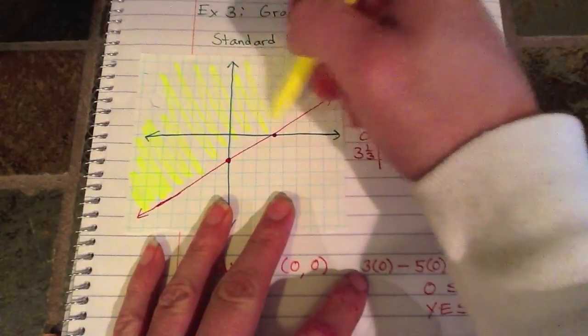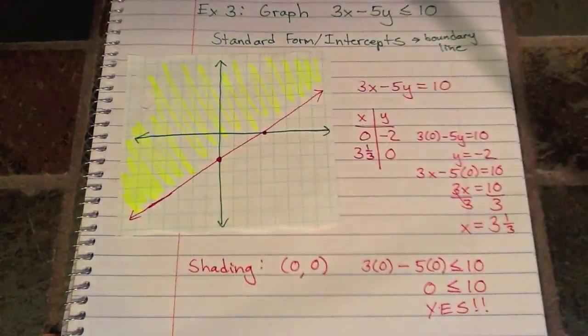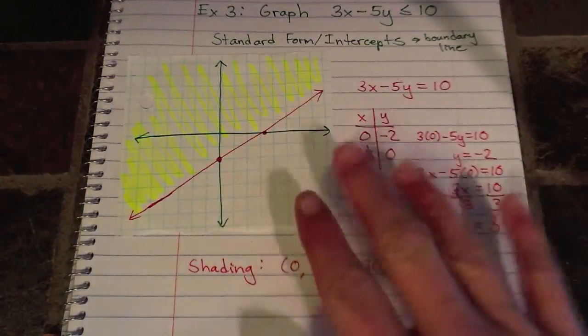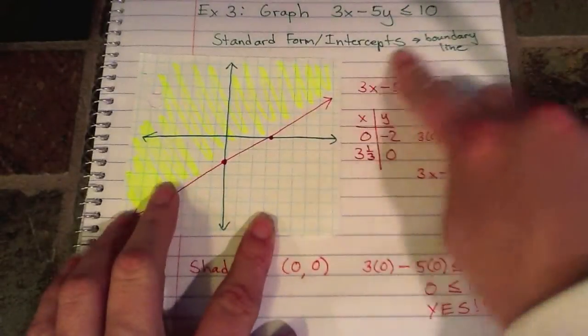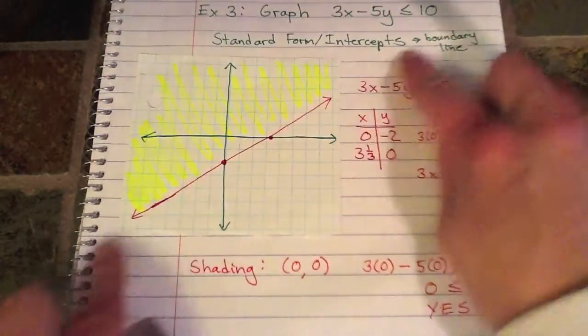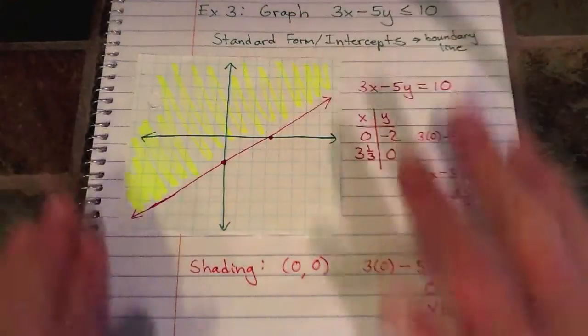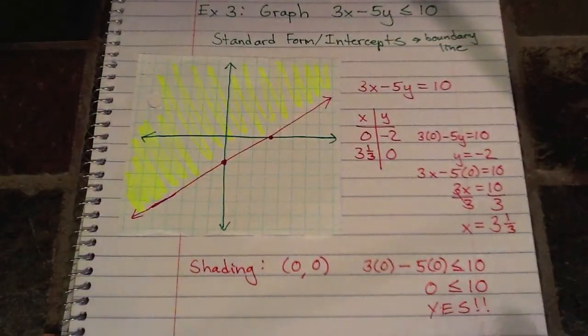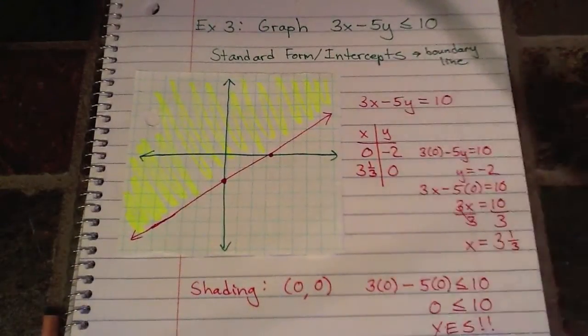And you want to show all of it, or as much as you can to show it goes on forever. Because remember, this graph goes on forever and ever and ever, so that shading is going on forever and ever. All these points from this line going forever up that way are going to be true for this inequality.